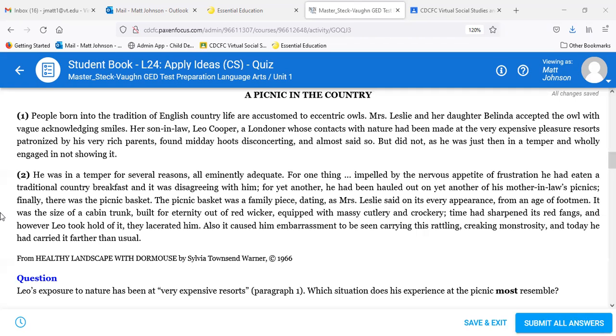It was the size of a cabin trunk, built for eternity out of red wicker, equipped with massy cutlery and crockery. Time had sharpened its red fangs, and however Leo took hold of it, they lacerated him. Also, it caused him embarrassment to be seen carrying a rattling, creaking monstrosity, and today he had carried it further than usual. From Healthy Landscape with Dormouse by Sylvia Townsend Warner, 1966.